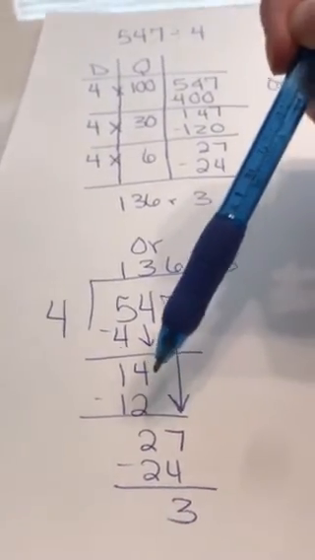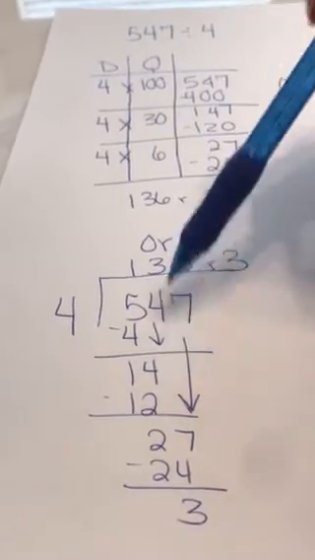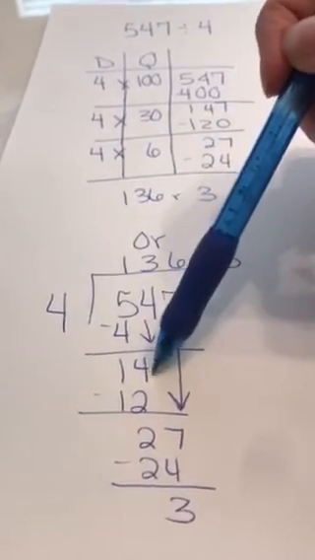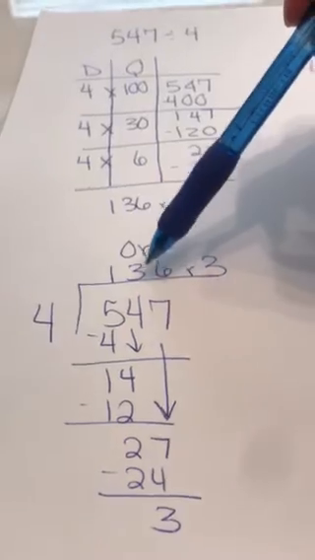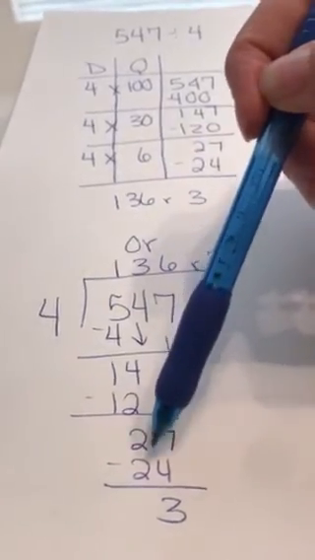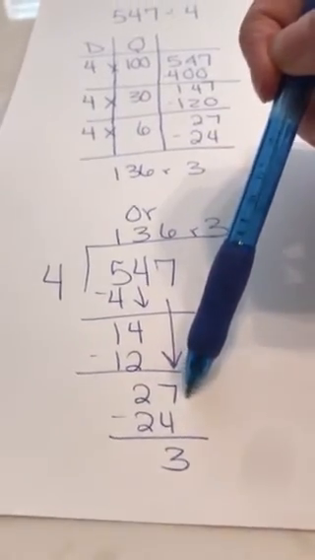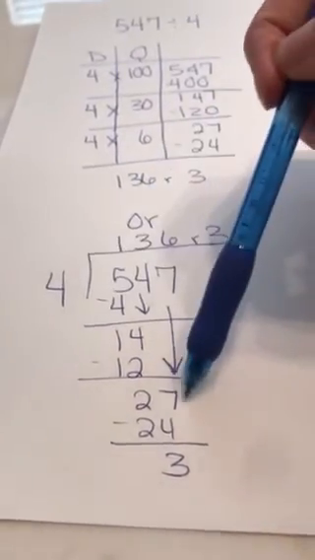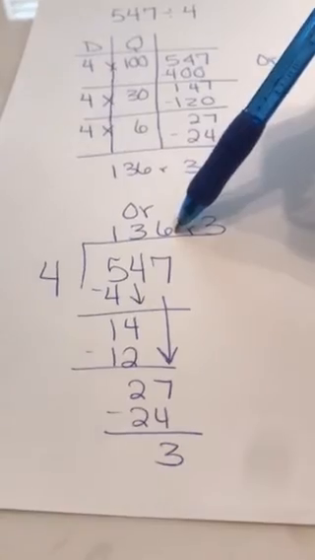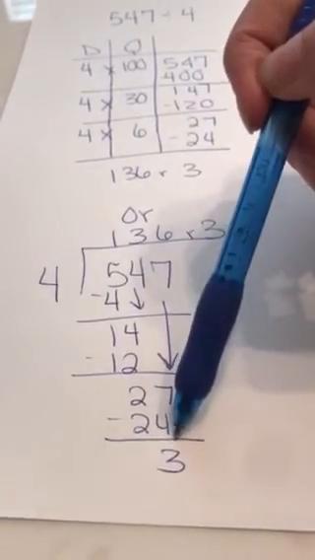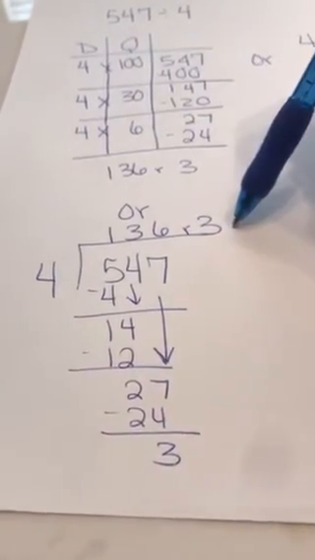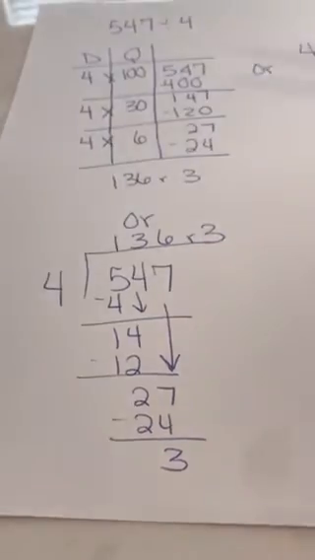All right, so once I've pulled just this number down, what number times 4 gets me close to this? 3 does. 3 times 4 is 12. I subtract, is 2. Now I can pull down that last number, which is 7. What times 4 gets me close to 27? 6 does. 6 times 4 is 24. I subtract, remainder 3. Okay, so again, this is just a review.